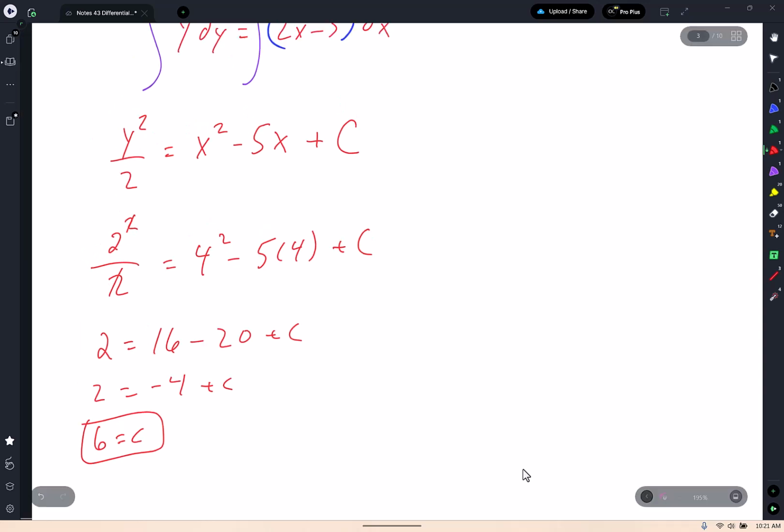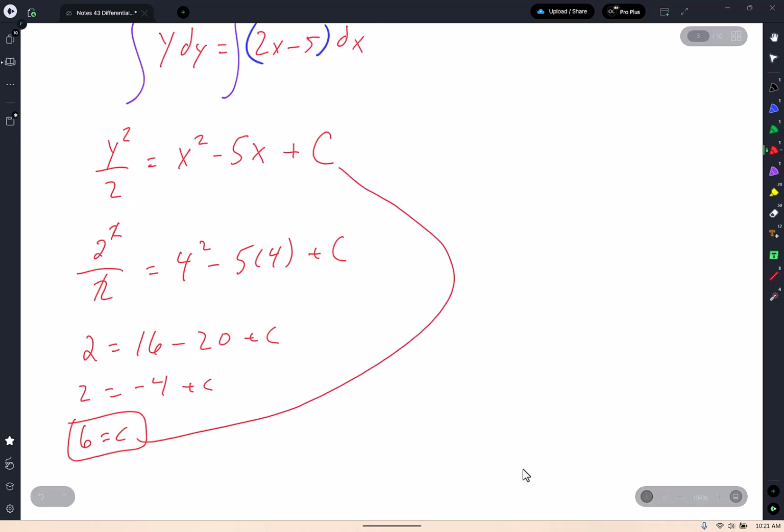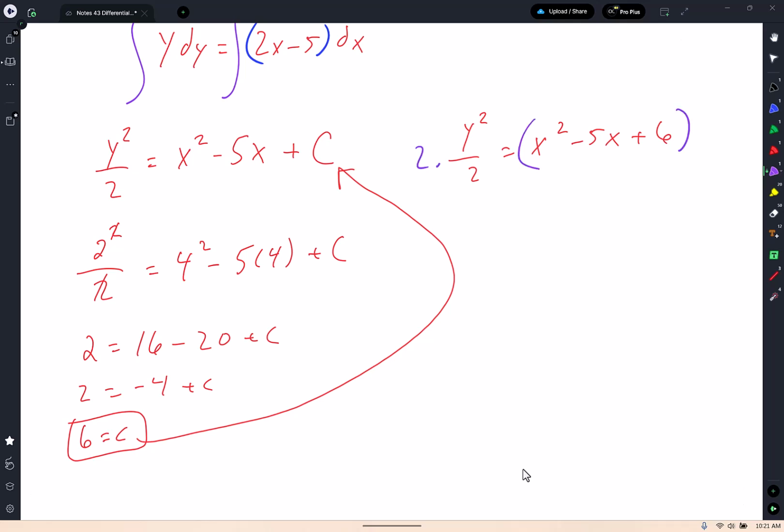From there, guys, plug in the c right there. y squared over 2 equals x squared minus 5x plus 6. You're just doing algebra, guys. This is why your algebra is important. Times 2 times 2. So we can get rid of that 2 in the bottom there, right? So you're going to have y squared equals, that's times 2, not that to the power 2, 2x squared minus 10x plus 12.